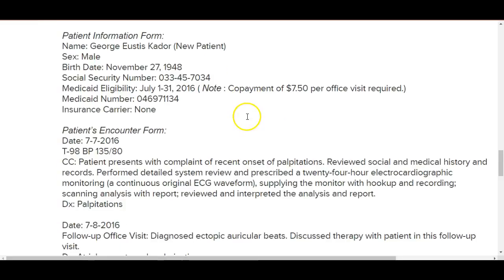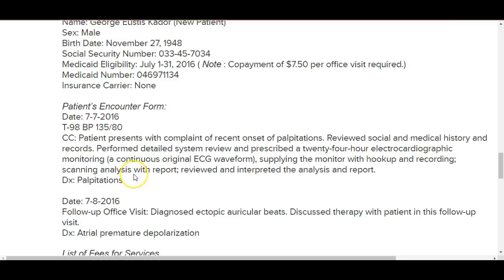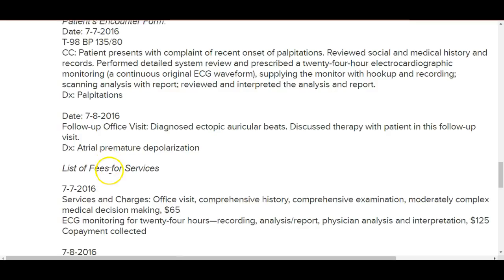So the information there, the physician, Gloria Pointer, her MPI, her Medicaid PIN, patient is George Cater. He's a new patient, male, date of birth 11/27/48. There's his social, Medicaid eligibility on all of this business here. He has a copayment of $750 per office visit, his Medicaid number, patient's encounter form. So we'll get to filling in his form here in just a second, but let's look up his diagnosis codes first. So he has two.